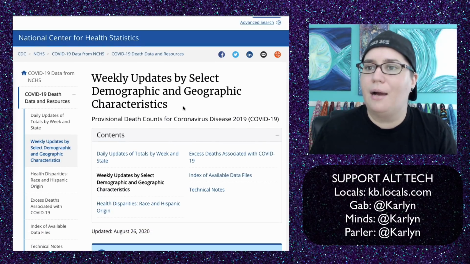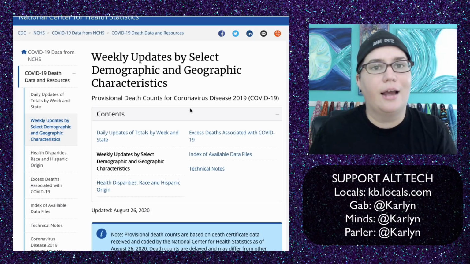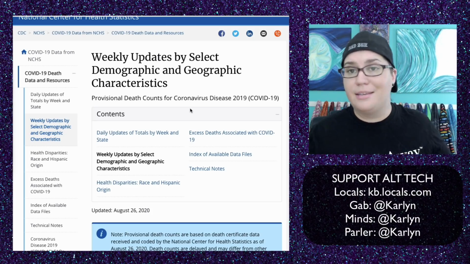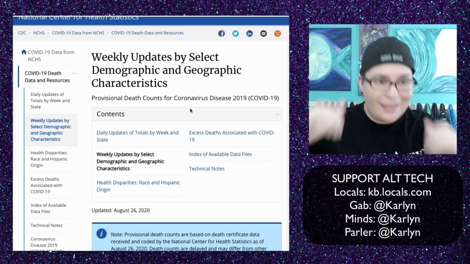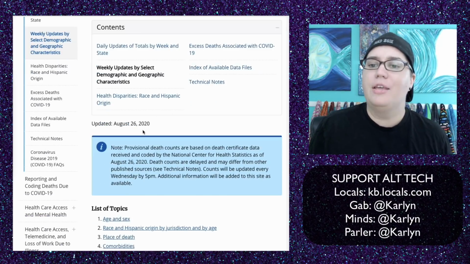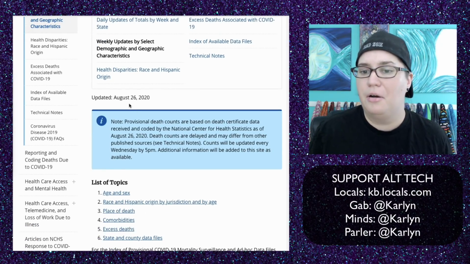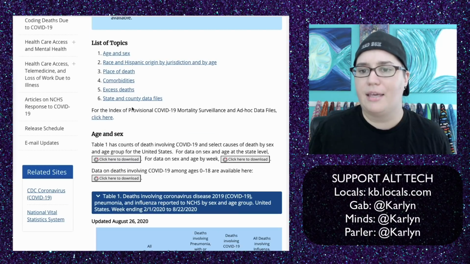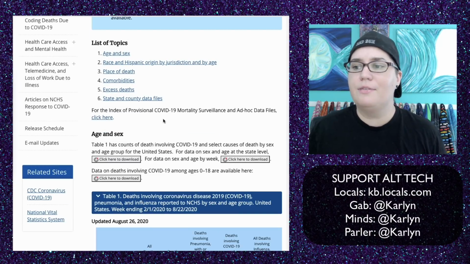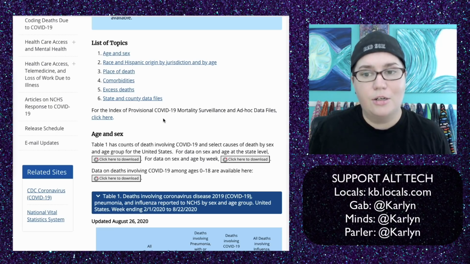This is the weekly updates by select demographic and geographic characteristics, provisional death counts for coronavirus disease 2019. Now, if you don't believe me that this is just the CDC website, I will link it in the description below and you can go and check it out for yourself. This was updated on August 26th, about 5 days ago from the time that I am making this recording. And this website has lots of interesting information on it about the death rates related to COVID.